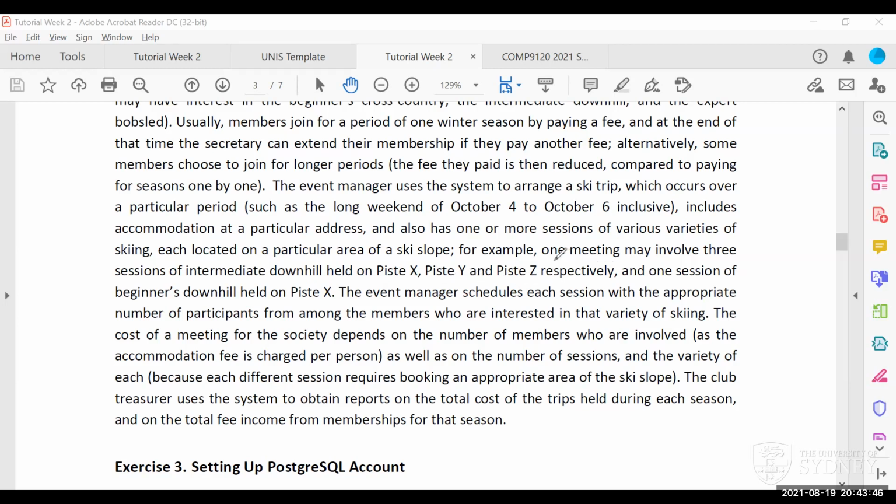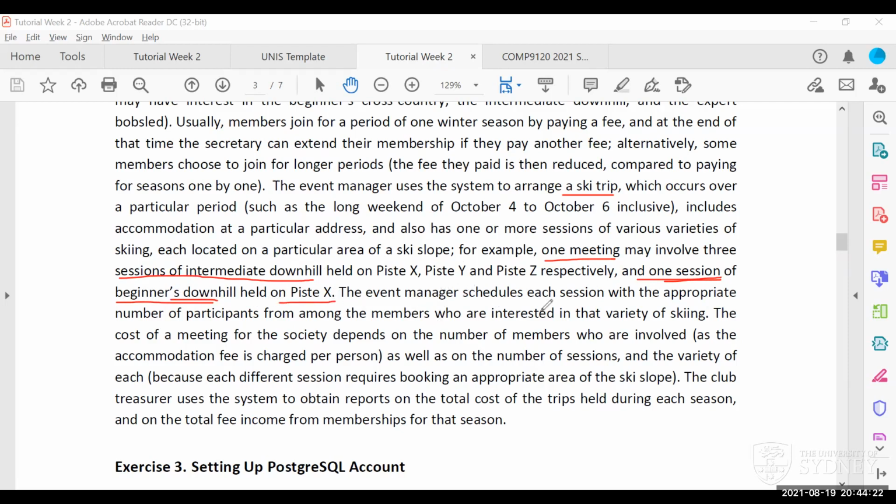Okay. So in this case, the meeting is actually a trip, right? So an event manager uses the system to organize a trip, in this case to organize the meeting, right? And the meeting can involve 3 sessions of intermediate downhill held on different locations. Okay, these pieces X, Y, and Z, and 1 session of beginners downhill. So basically it could be 3 sessions of intermediate downhill, and 1 session of beginners downhill held on piece X.